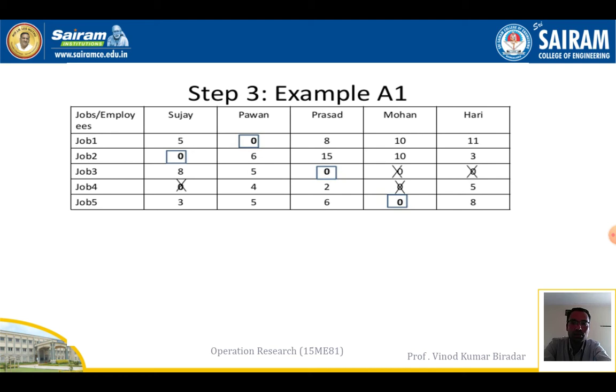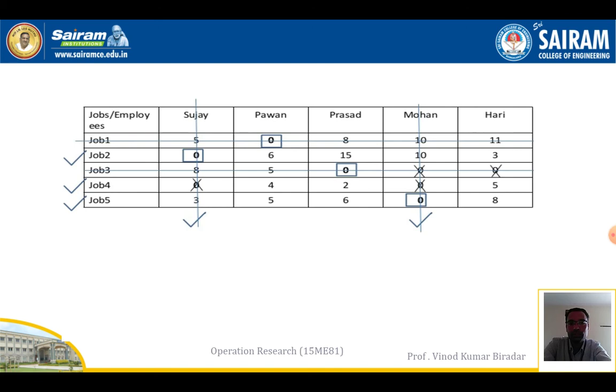Okay, now come to the vertical column. In Prasad there is a single zero, so you assign that, and make the remaining zeros a cross mark. Okay, so this is the assigning of the value. After this, the same lines are related. After this you check whether the given solution is optimal or not.